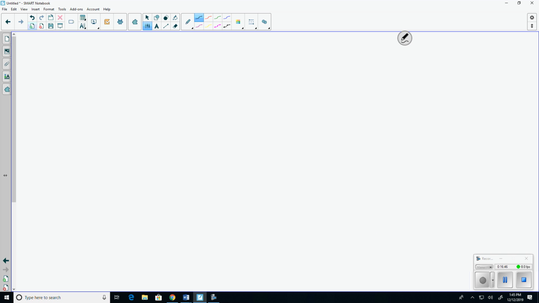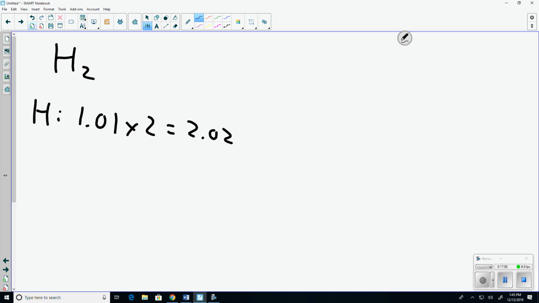Letter B. What's the formula for hydrogen gas? H2. It's one of our diatomics, right? Hydrogen has a mass of 1.01. There's 2 of them in the formula. 2.02 is the mass due to hydrogen. Since that's the only element, I'm going to divide it by that. This is a weird problem on this worksheet. I've just mathematically proved that 100% of hydrogen is hydrogen. Would you flip to the back side?